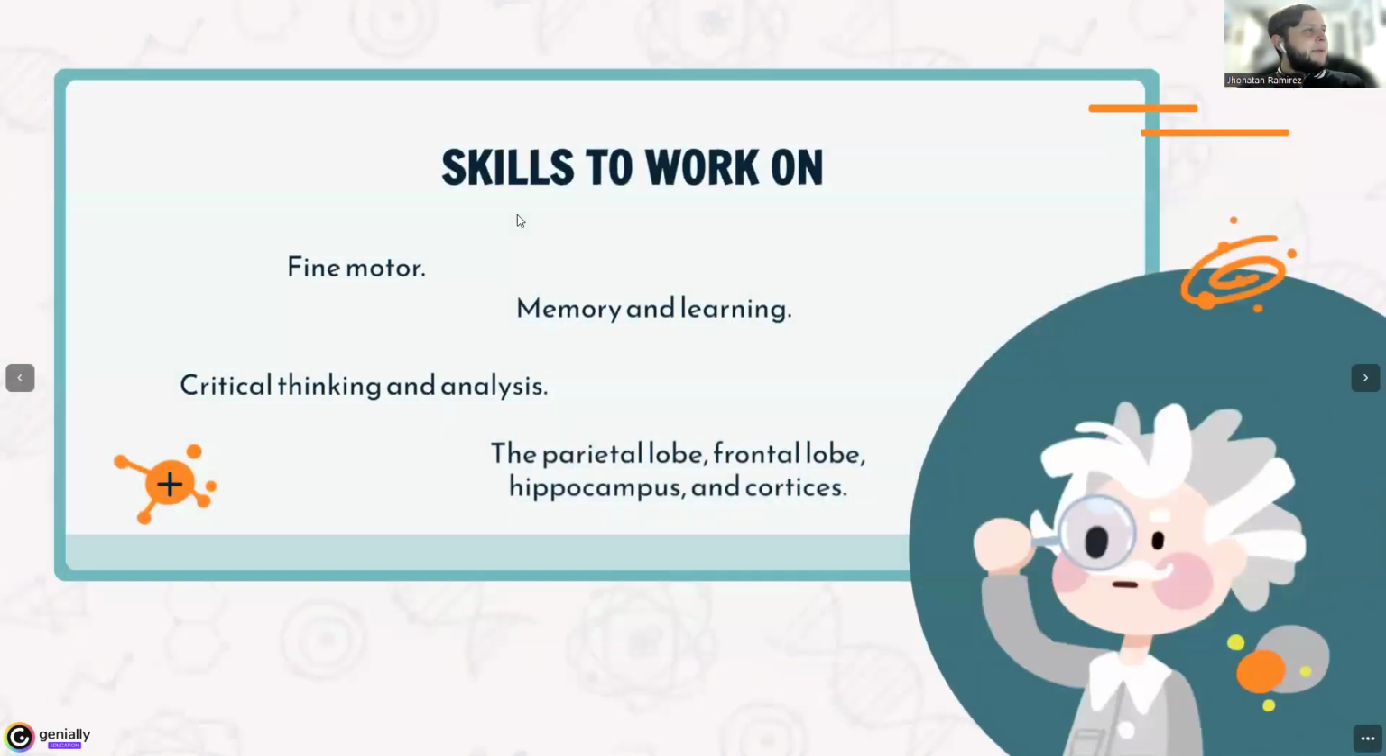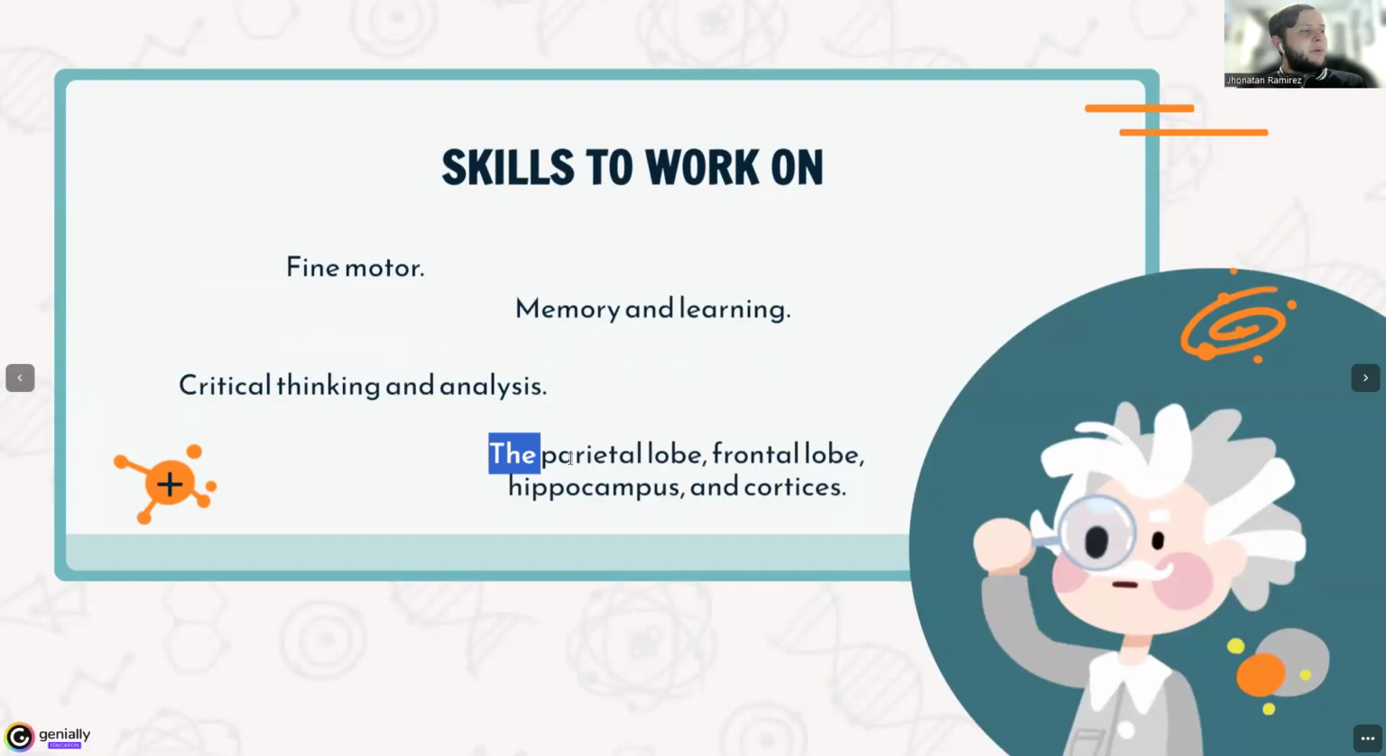And this activity, basically, we will have some remarkable skills to work on. And those parts of our brain that I'm gonna try to focus on are gonna be the parietal lobe, the frontal lobe, the hippocampus, and the cortices. Because when we are talking about those items, those parts of our brain, they will improve our fine motor, our memory and learning, and our critical thinking and analysis. Okay.